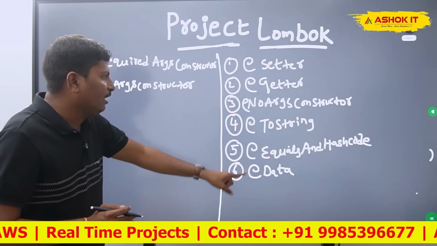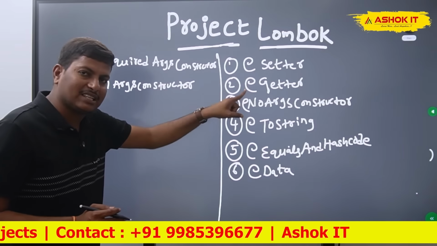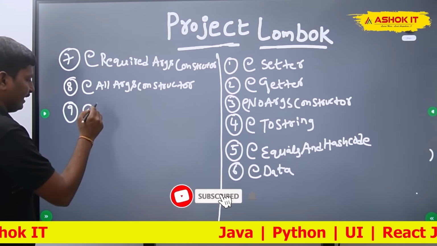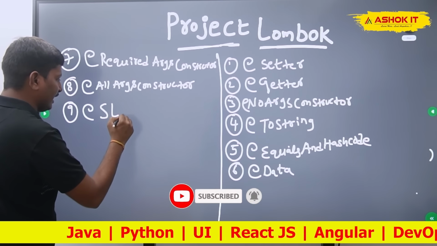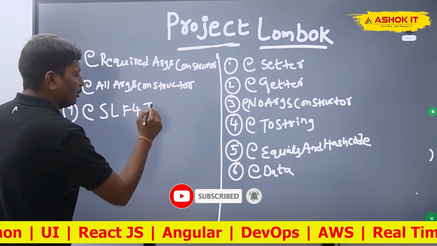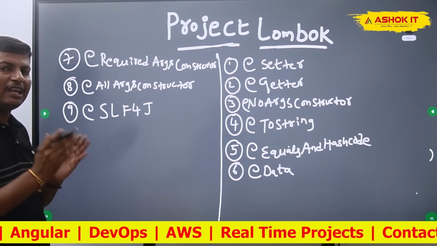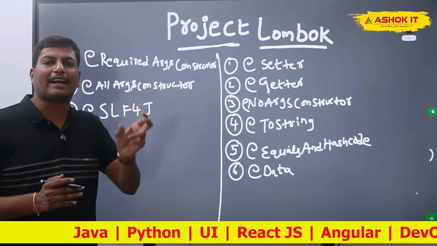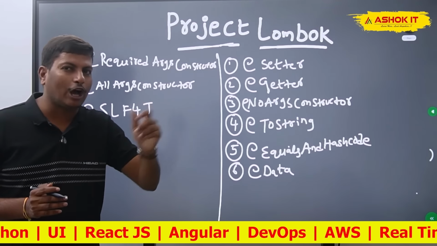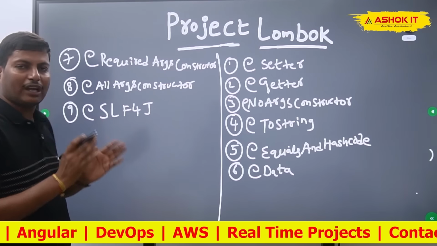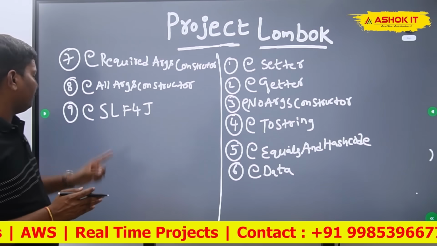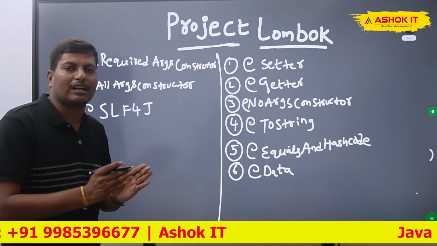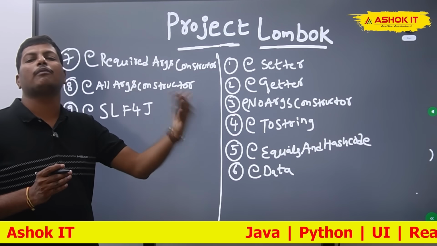When you use @Data, you will get by default no args constructor. And along with this, Lombok provided one annotation called @Slf4j. If you want to create logging in your application, earlier we used to get the logger object, LoggerFactory.getLogger, to generate the log messages. Now you no need to create the logger object manually. If you add the Slf4j annotation, logger object will be available for your class. You can directly generate the log messages.